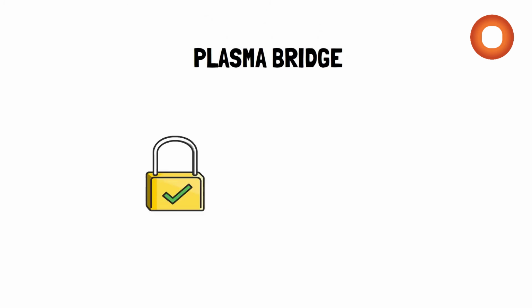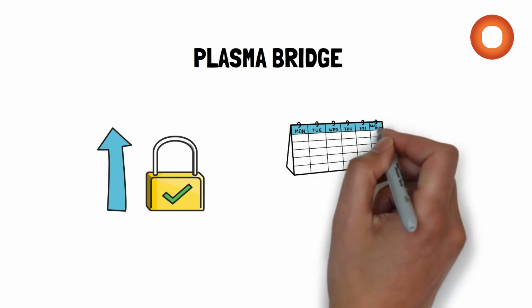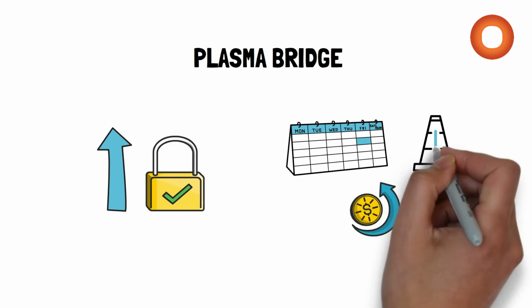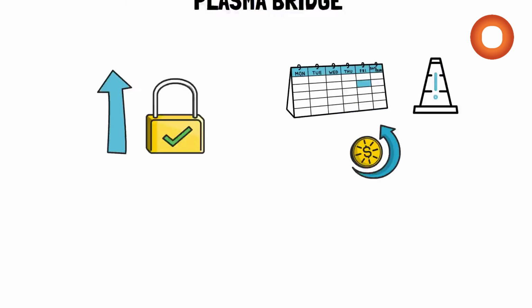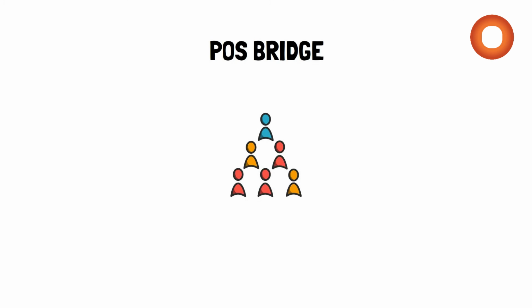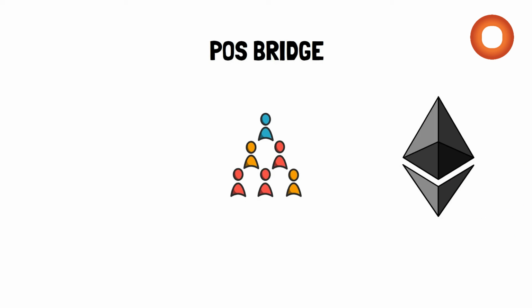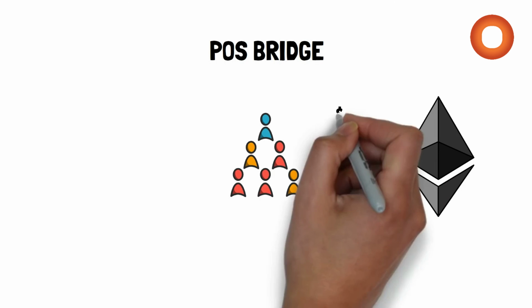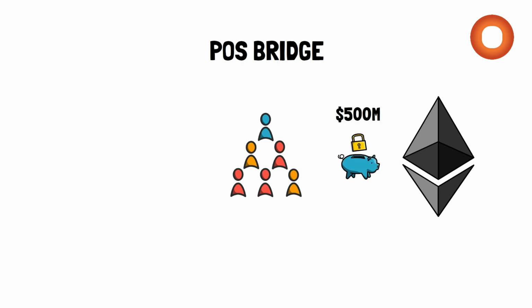Plasma Bridge provides increased security guarantees due to the Plasma exit mechanism. However, there is a 7-day withdrawal period associated with all exits caused by certain restrictions in the Plasma architecture. The PoS bridge doesn't have this restriction, and it is secured by a robust set of validators that we discussed earlier in this video. The state of these validators is maintained on the Ethereum mainnet, and they are secured by all the funds staked in the system. Around $500 million at the time of making this video.